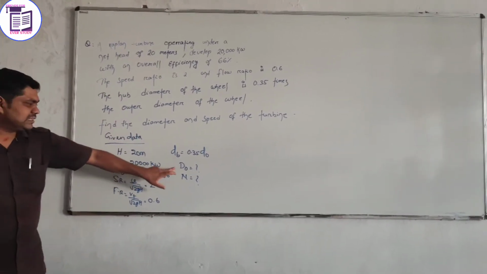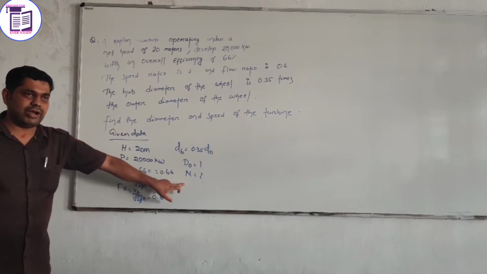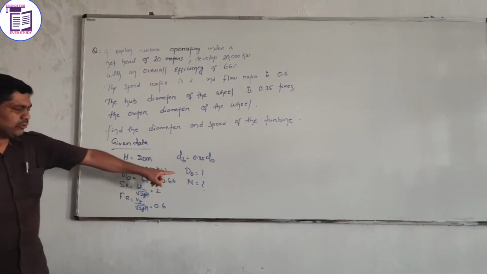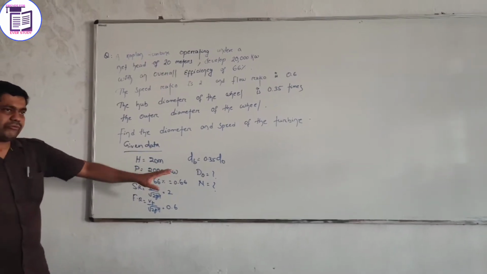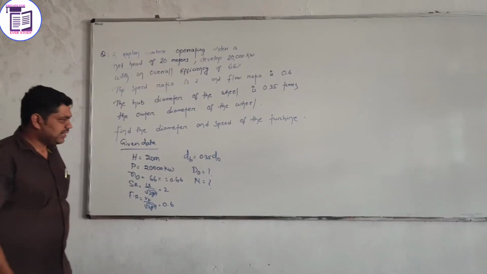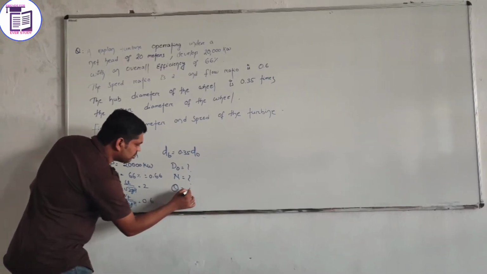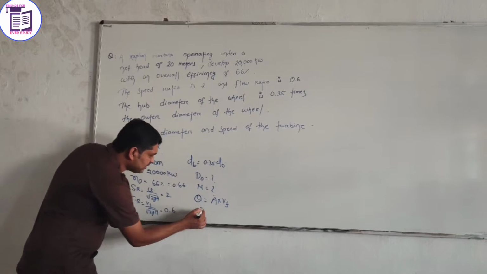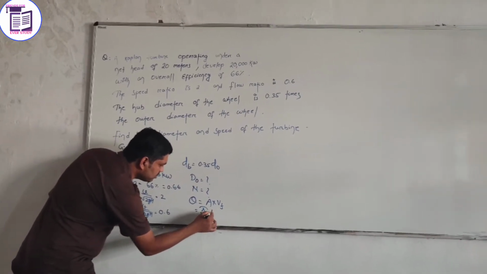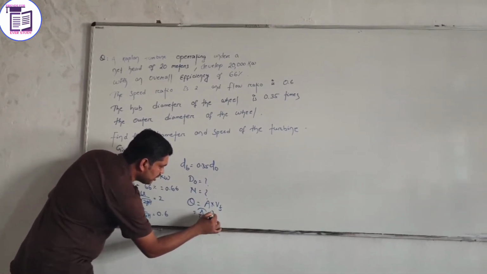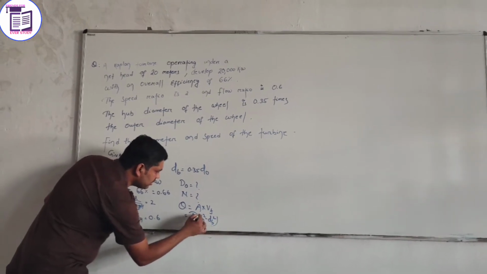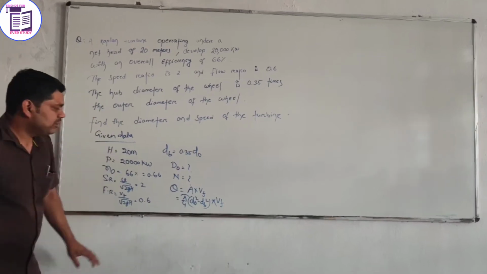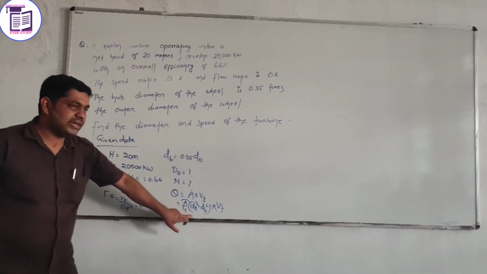So first of all you find the diameter, and after that you find the speed of the turbine, meaning RPM. So how to find Do? For Do you have to first find the discharge, because the discharge formula is Q equal to area into velocity of flow. The area is equal to pi by 4 into Do square minus Db square, into Vf. So from this discharge you can find Do.